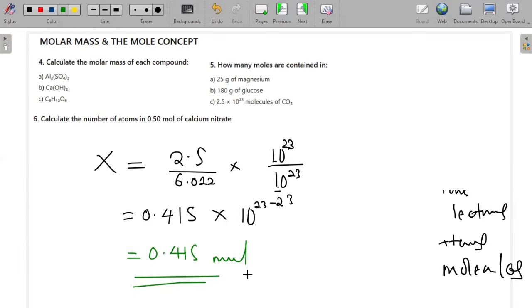So these are moles. Okay, so 2.5 times 10 to the power 23 molecules of carbon dioxide are equivalent to 0.415 moles. All right, so any questions there, guys?